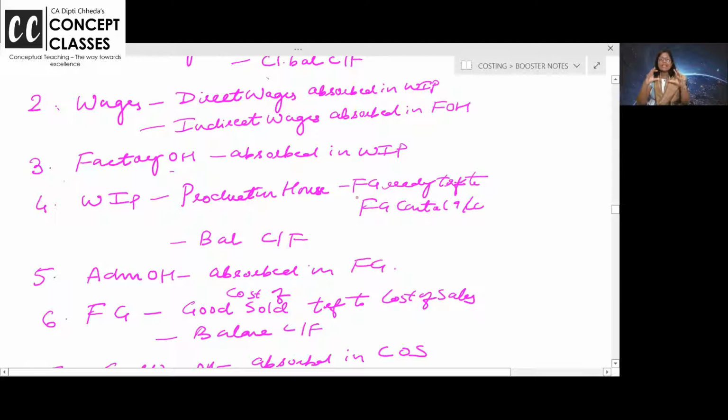Work in progress is like your production house, with opening work in progress and all. Finished goods are transferred to finished goods. Balance work in progress will continue. Remember one thing: you will have a closing balance in the raw material stock account. Wages, no closing balance. Factory overhead, unless over or under absorption is carried forward, no closing balance. Work in progress, there will be something there.